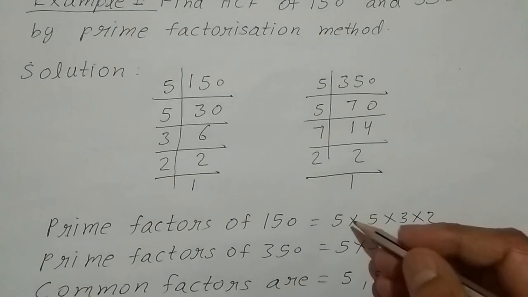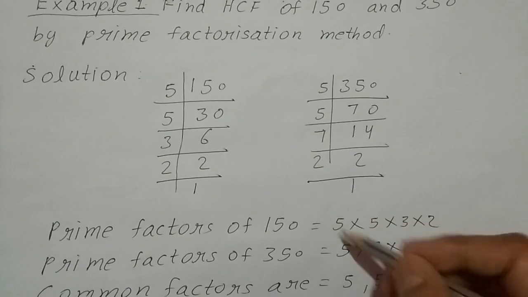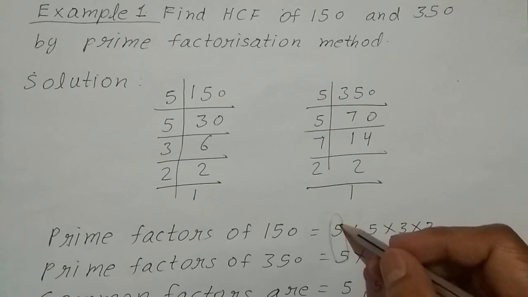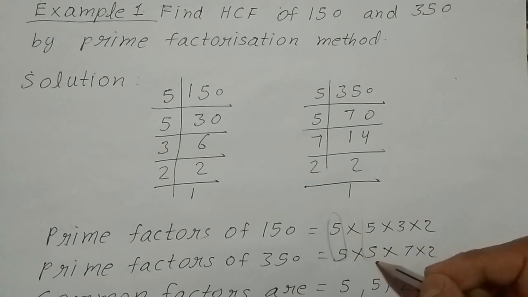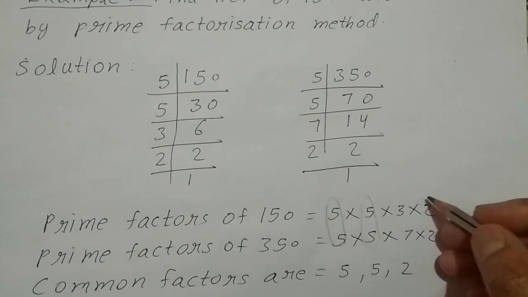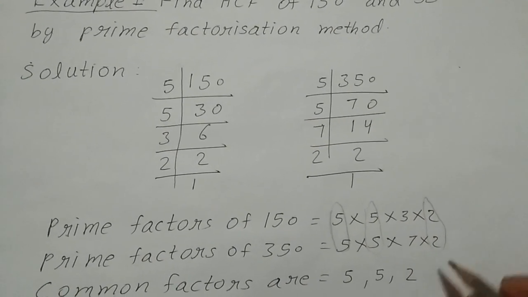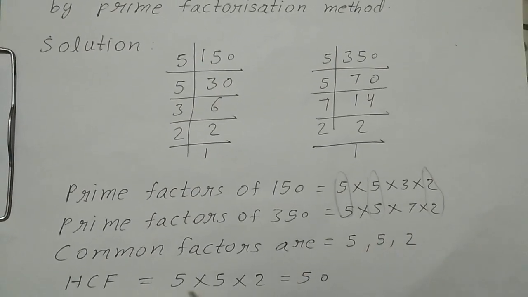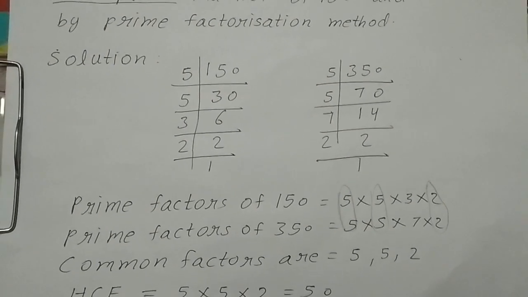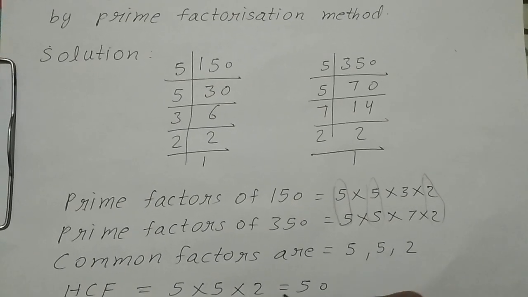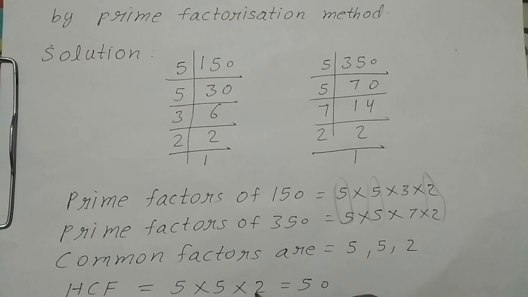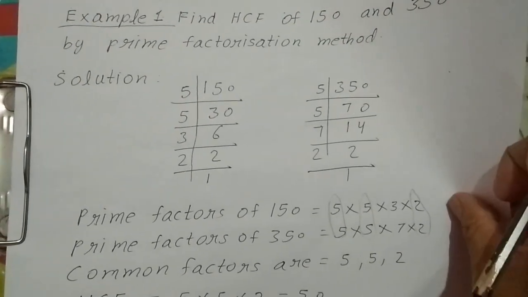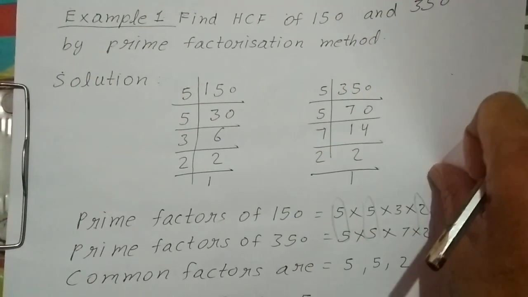Now the common factors: we have 5 here and 5 here, another 5, and now 2. So 5, 5, 2 are the common factors. Now the HCF is 5 into 5 into 2: 5 fives are 25, 25 into 2 is 50. So this is the HCF, found by the prime factorization method.